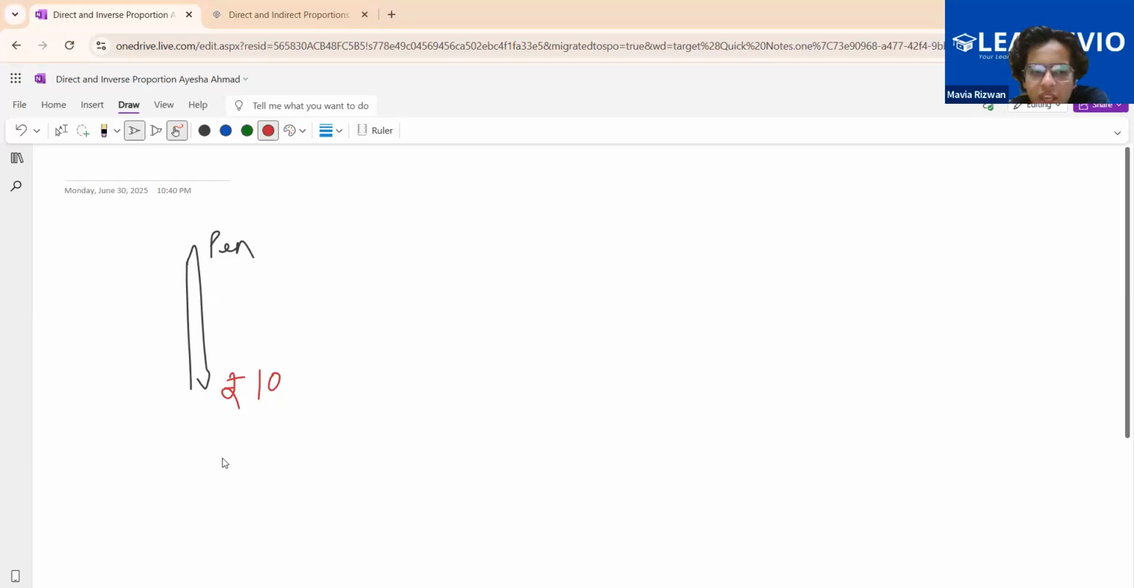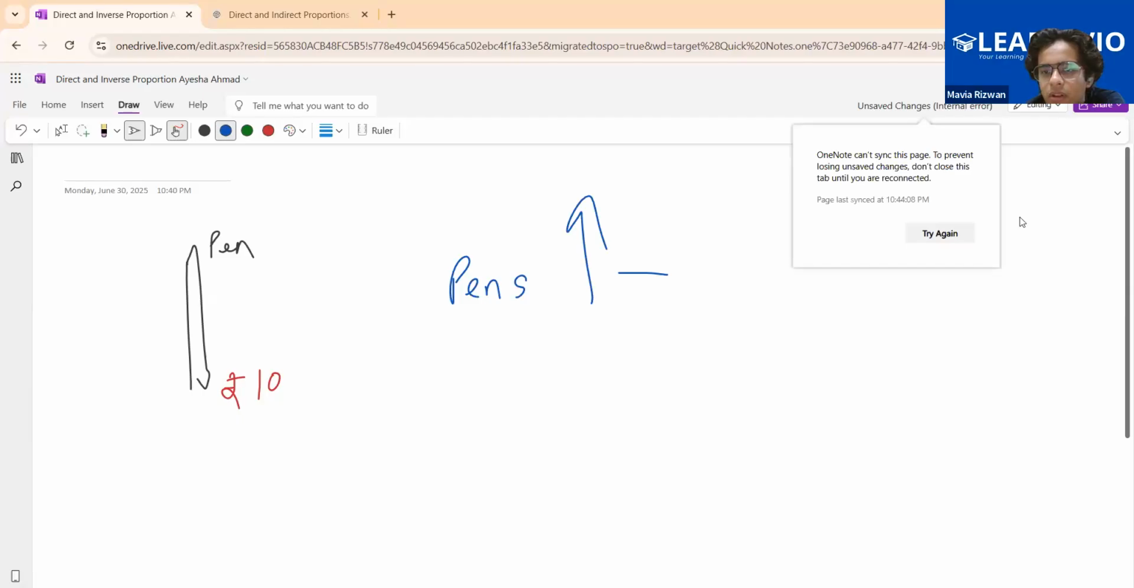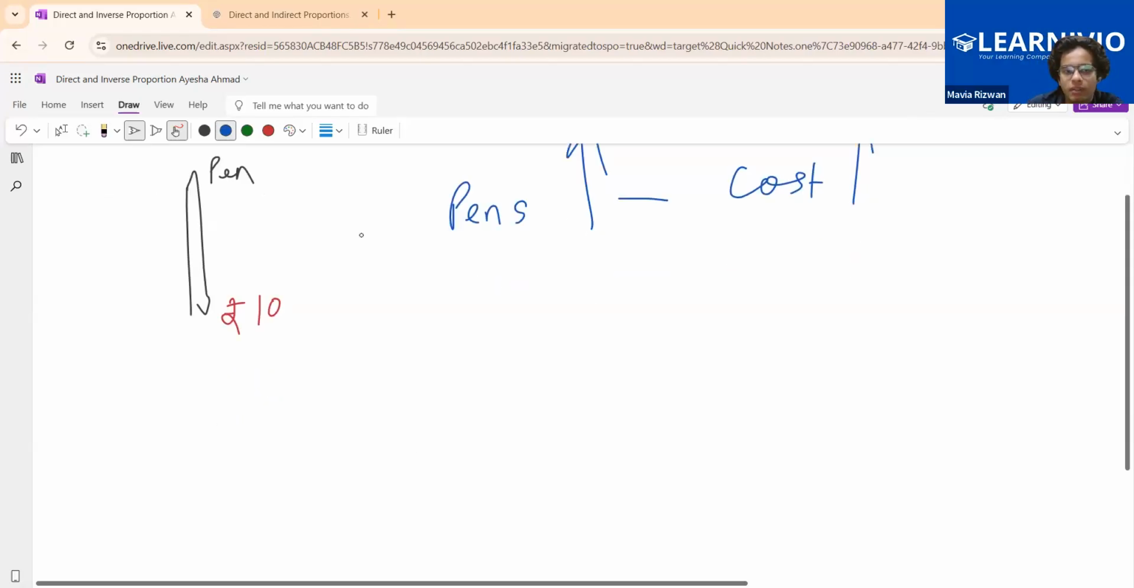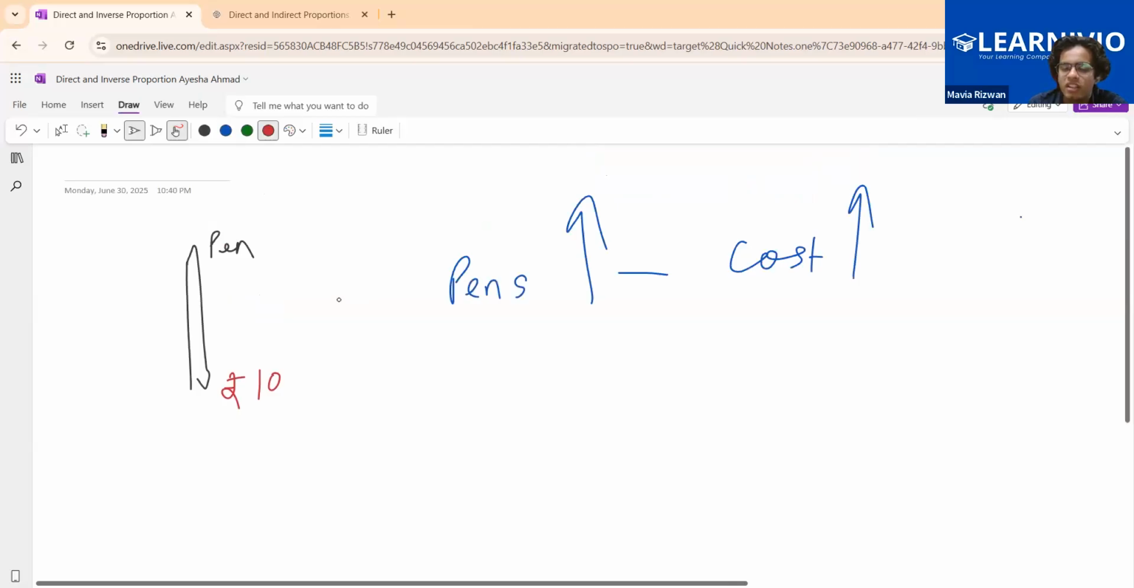So I can see that when I increase the number of pens, the cost is increasing. This is direct proportion: when I increase one quantity, the other quantity also increases. If I decrease the number of pens, the cost would also decrease. So what is direct proportion? When I increase one quantity, the other increases, and if I decrease that quantity, the other also decreases. Like what happens here will happen there. Is this clear?